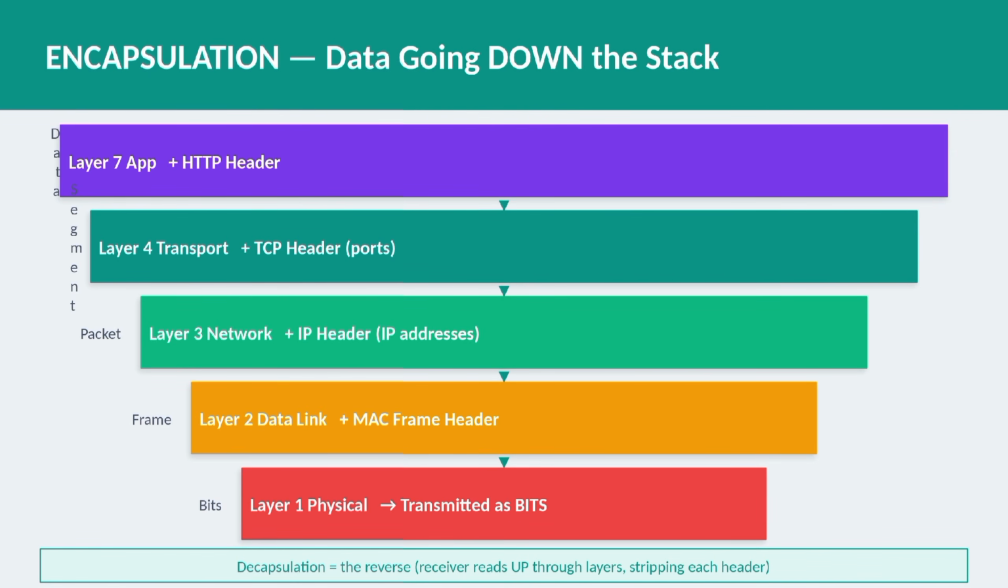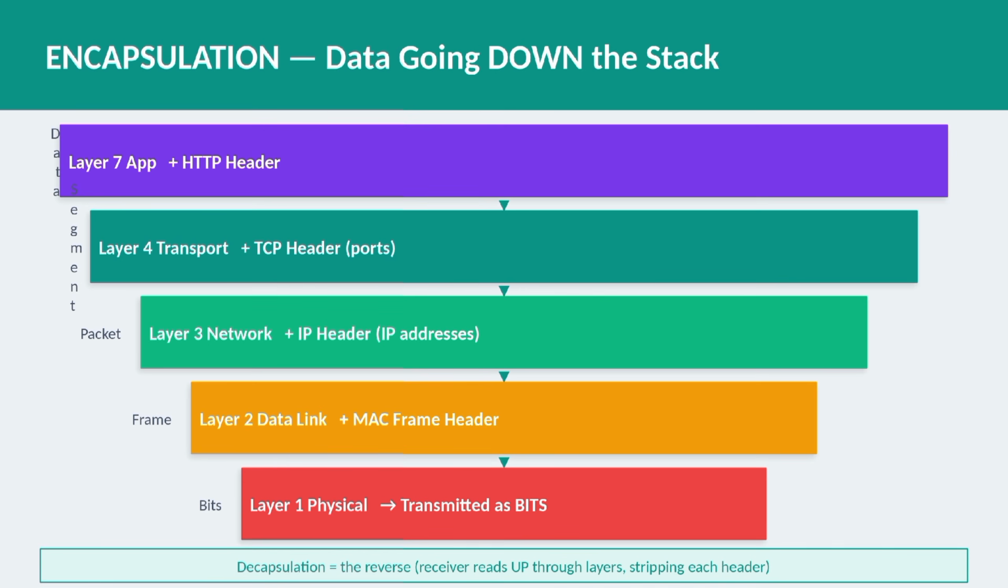Now let's talk about one of the most important concepts in networking: encapsulation. Think of it like sending a package. Each layer on the sending side adds its own wrapping, a label with instructions, addresses, or special handling notes. Here's how it works. Application layer adds its header, the actual HTTP data. Transport layer wraps it with a TCP or UDP header, adding port numbers.